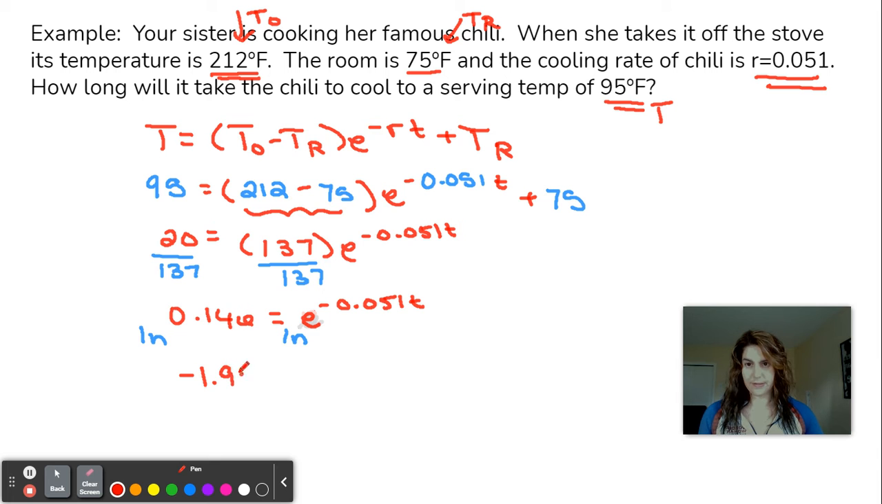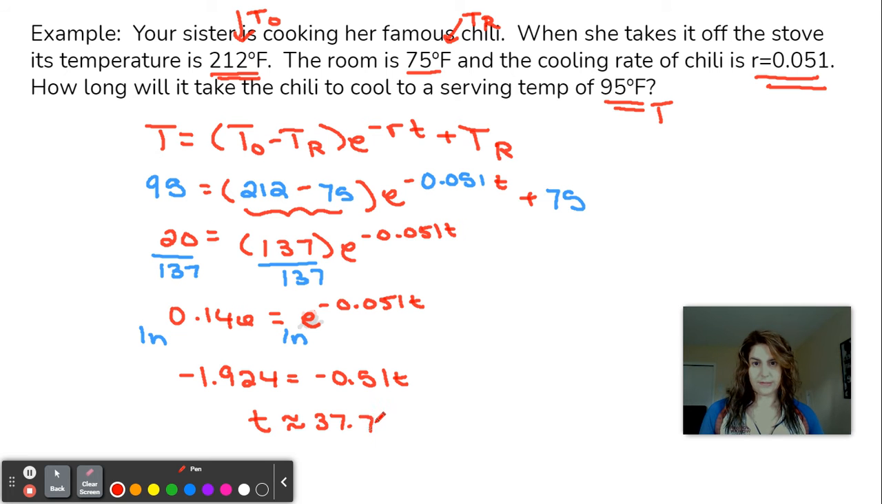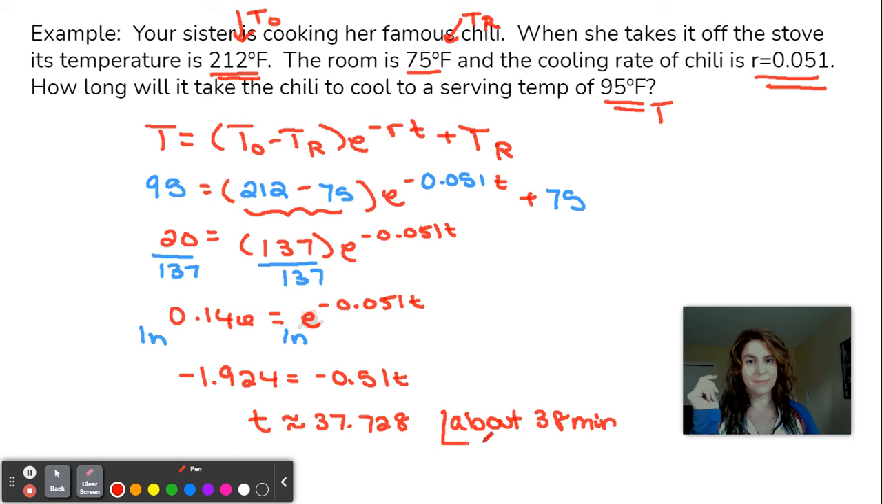Negative 1.924. And then we know we divide, and we get about 37.728. Now they want to know how long will it take. I'm not going to tell somebody, well, it'll take 37.728 minutes. No, I'm not going to say that. We're going to say it's about 38 minutes. And obviously we're going to round up because that 0.728 is higher. Okay. And that's how long it's going to take for cooling.